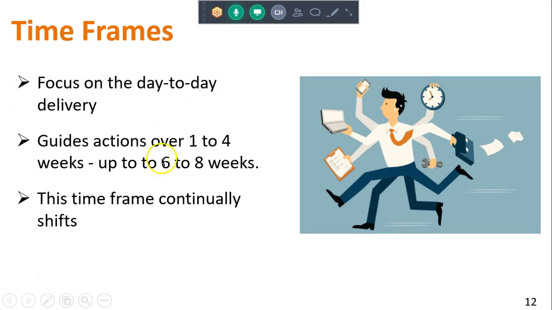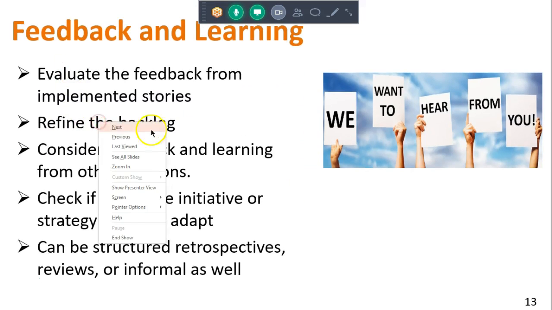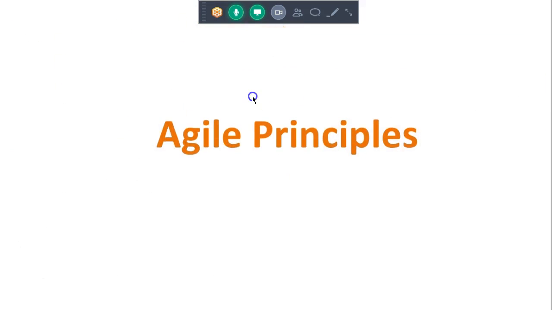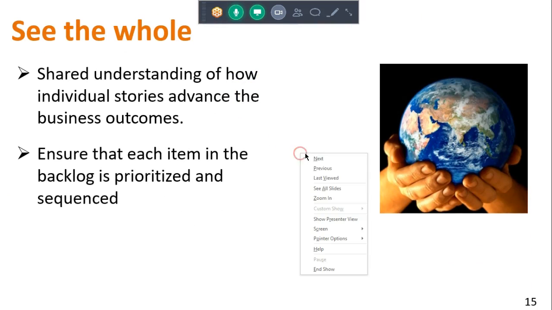Interesting that the time frame continually shifts, and this is just about. Oops, let me go back there. I'm sorry. I'm going to go previous.